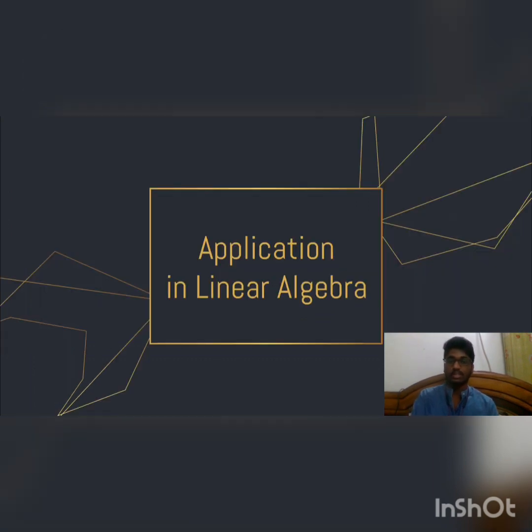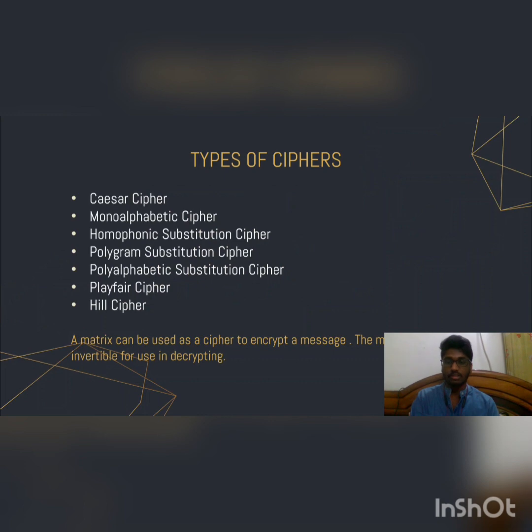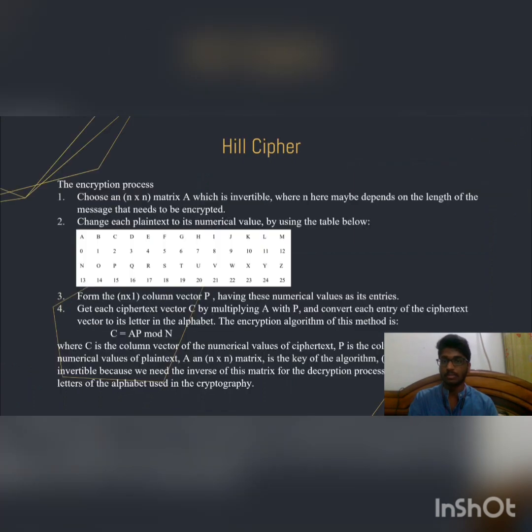Now coming to the application in linear algebra, a matrix can be used as a cipher to encrypt a message. The matrix must be invertible to decrypt it. There are 7 types of ciphers I have added here. First is the Caesar cipher, monoalphabetic cipher, homophonic substitution cipher, polygram substitution cipher, polyalphabetic substitution cipher, Playfair cipher, and Hill cipher. And in the coming slides, I will be explaining two examples with the Hill cipher algorithm.